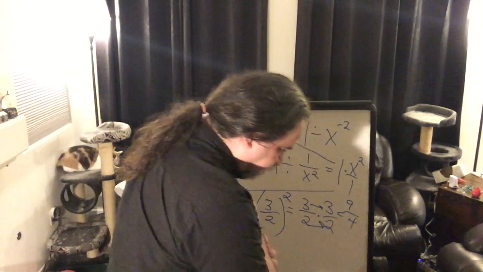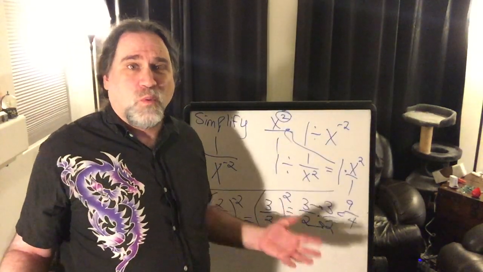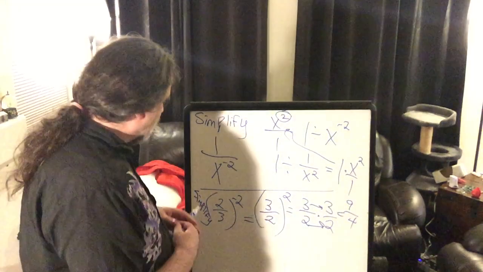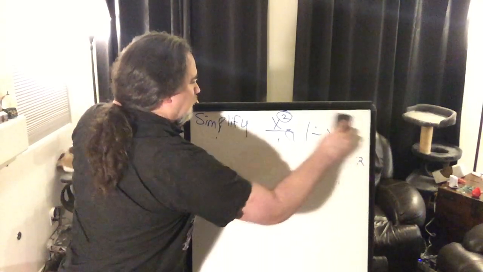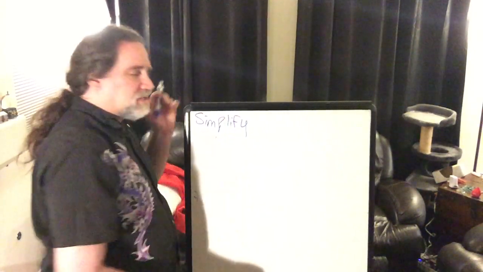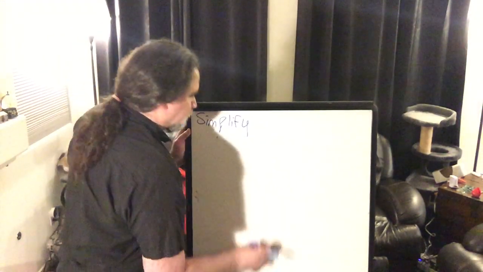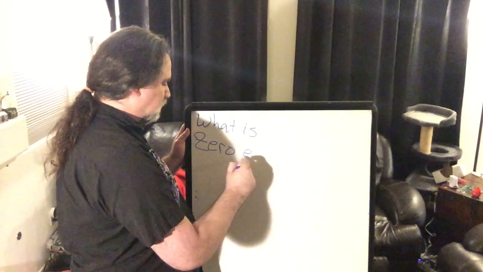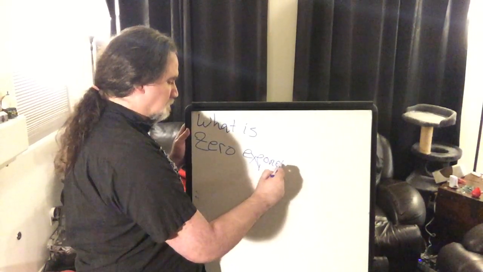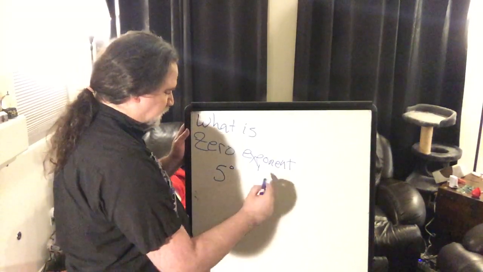Okay? But now I want to talk about my favorite of the exponents. What's 0 as an exponent? What does that even mean? Okay? And it's confusing at times, but it's so easy. So, what is 0 as an exponent? Let's call it 5 to the power of 0. What is that?